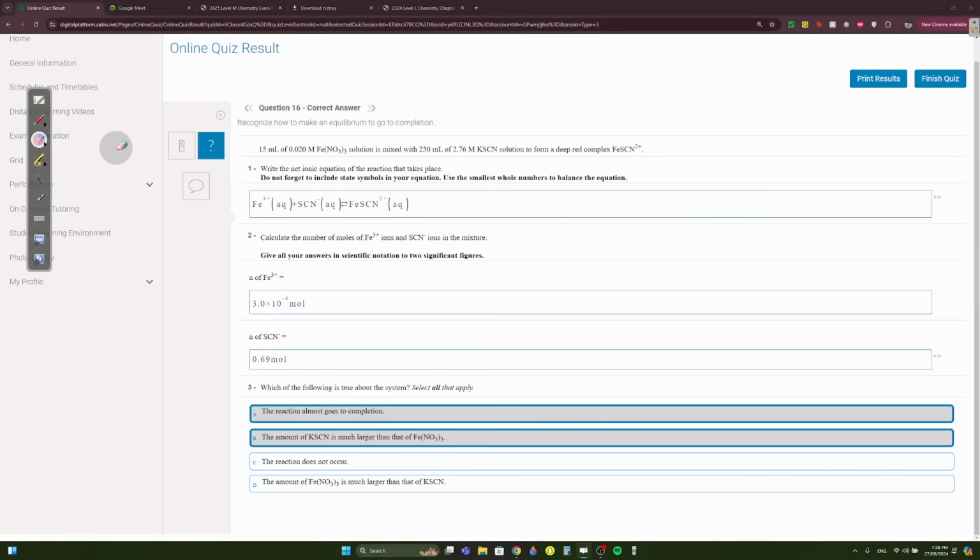Calculate the number of moles. Okay, it's the same thing. Calculate the number of moles of Fe3 plus and SCN minus in the mixture. Okay, now how do we calculate the moles of each one of them? Now we want to calculate Fe3 plus. We know FeNO3, if you dissociate it, this is from grade 9. I hate these types of questions, but yallah. If you dissociate it, you get Fe3 plus and 3NO3 minus.